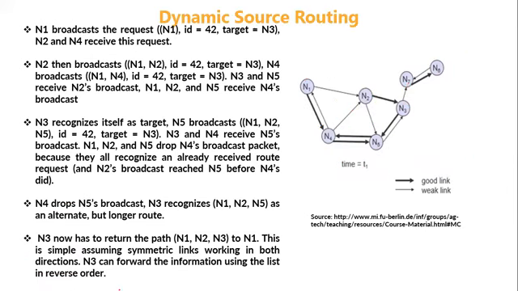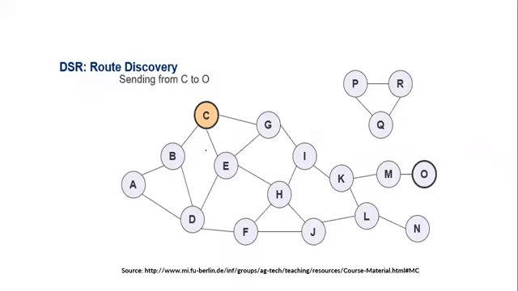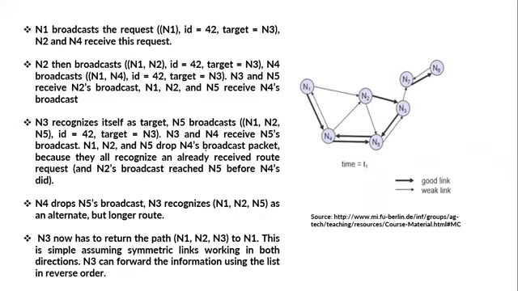So now the return path also can follow the same thing. But this is applicable only in case of symmetric links. So N3 also can follow this, but this is applicable only in case of symmetric links. If it is an asymmetric link, this way it won't work. Then the path from N1 to N3 is okay.